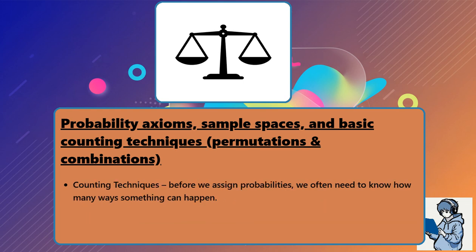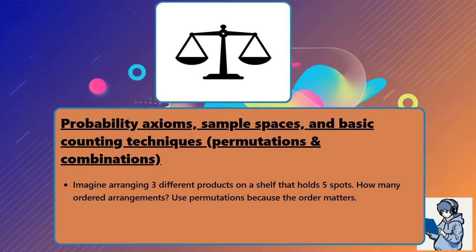Counting techniques. Before we assign probabilities, we often need to know how many ways something can happen. Permutations, ordered selections: nPk = n! / (n − k)!. Imagine arranging 3 different products on a shelf that holds 5 spots. How many ordered arrangements? Use permutations because the order matters.